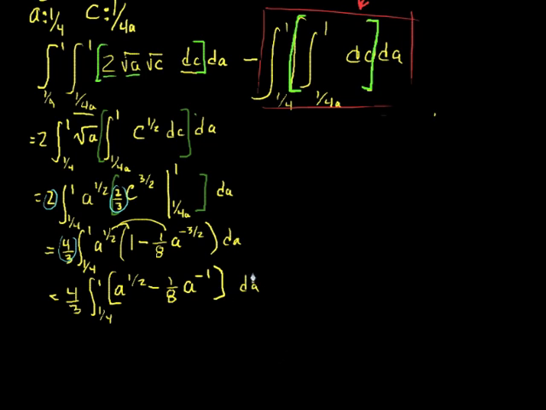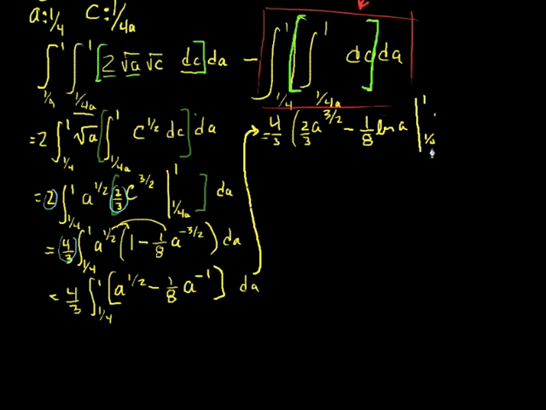So what's next here? We still have this 4/3 out front. Now we're just going to use the power rule and then natural log on this stuff. The first one is a to the 3/2 divided by the new power, which is multiplied by 2/3, minus 1/8. The integral of a to the -1 is natural log of a, and we're going to evaluate that at 1 and subtract evaluation at 1/4.